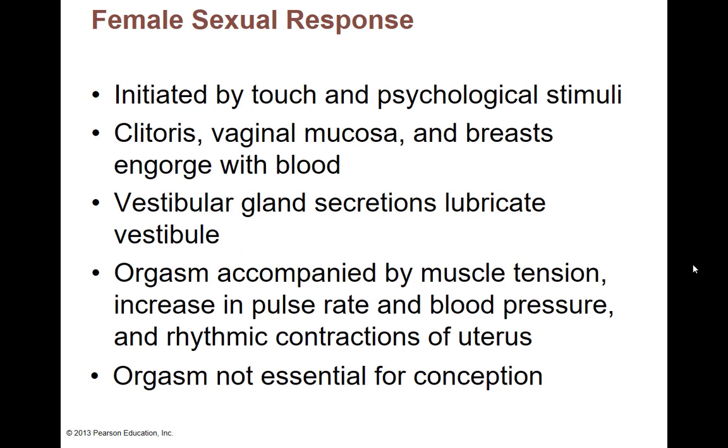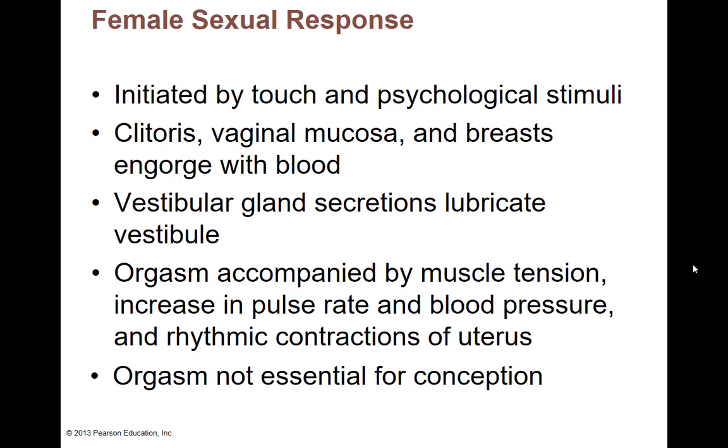The female sexual response, some of this similar to males, is initiated by touch or any type of psychological stimuli. Your clitoris, the vaginal mucosa, and the breasts all will engorge with blood. Your vestibular glands, again, in the vestibule area, the entrance area, will all start to create secretions to help lubricate the vestibule and neutralize any acidic urine that might be there, similar to the bulbourethral gland or the Cowper's gland.